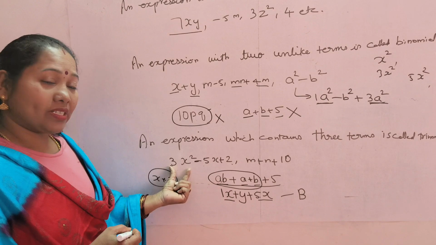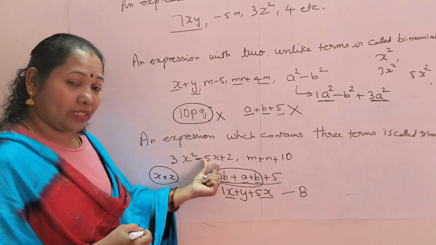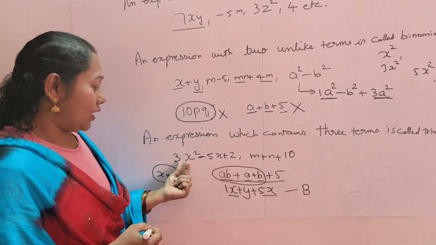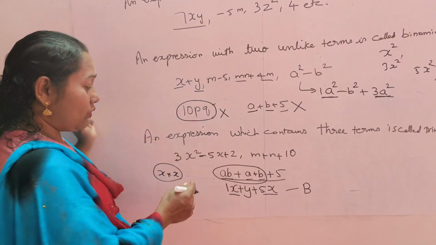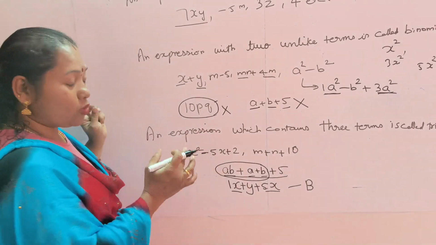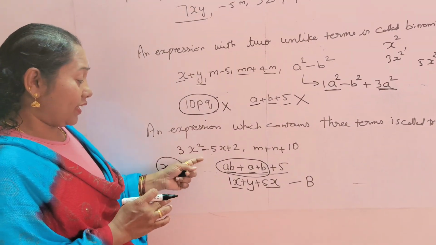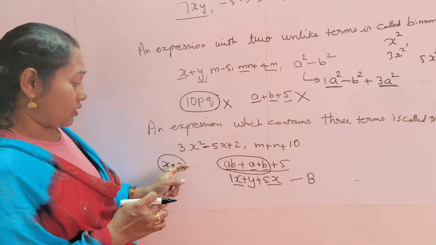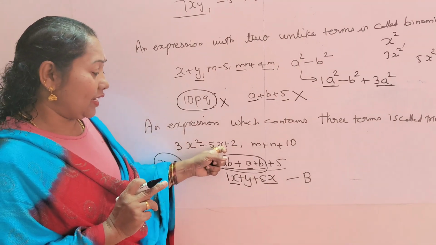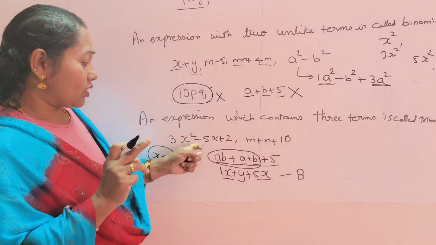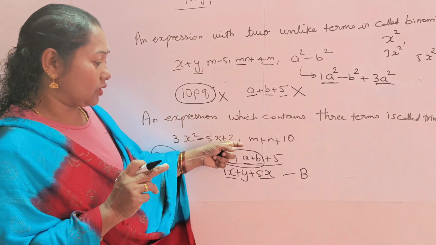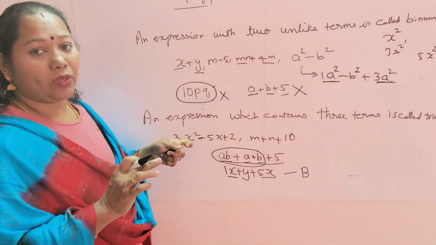A 3x squared is another term, x is another term. So this is the numerical coefficient, only a number. So these three terms are different. We can't consider this as 3x squared, it's also x. No. This is 3x squared, which means x into x: x is multiplied twice. And here x is once only. So both are different. So this is one term, this is the second term, this is the third term. So it's called a trinomial.